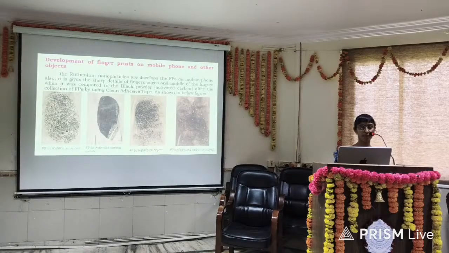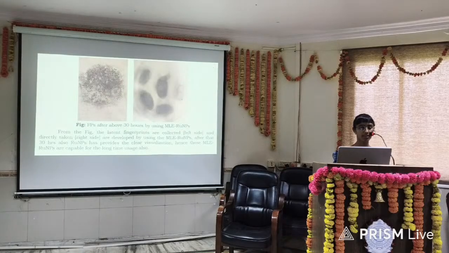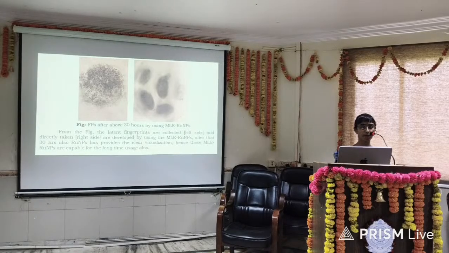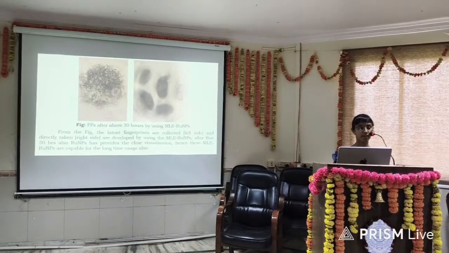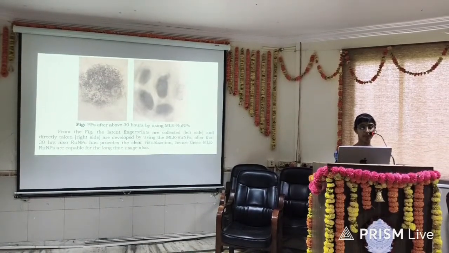And another development: fingerprints on mobile phone and other objects. Within a short period of time, we collect these fingerprints by clean adhesive tape, and these are the fingerprints collected after 30 hours. Even after a long period of time, ruthenium nanoparticles developed the fingerprints with very clear and effective results.